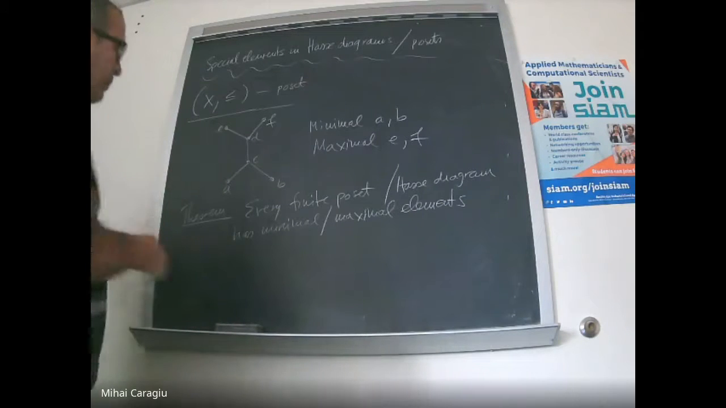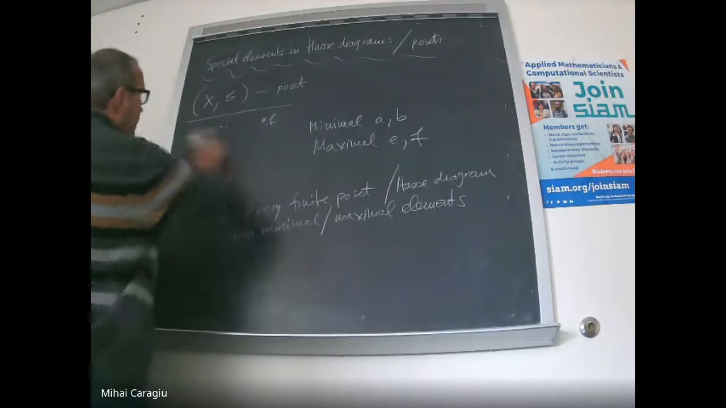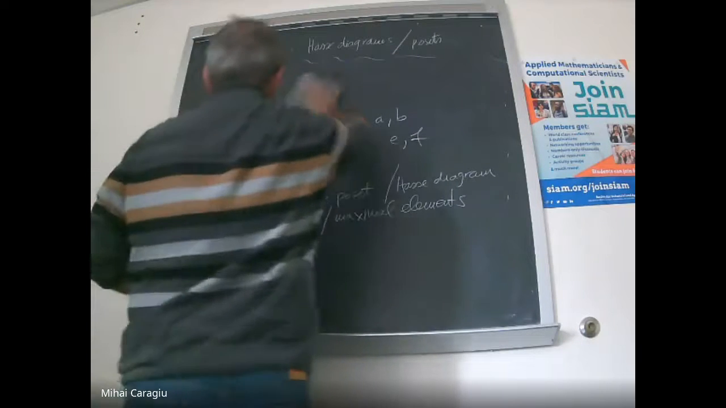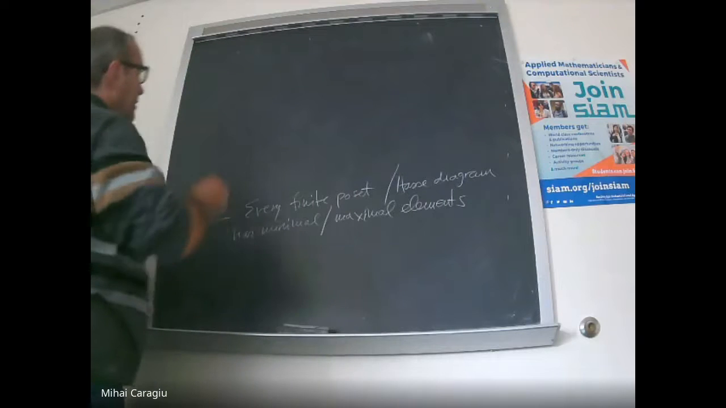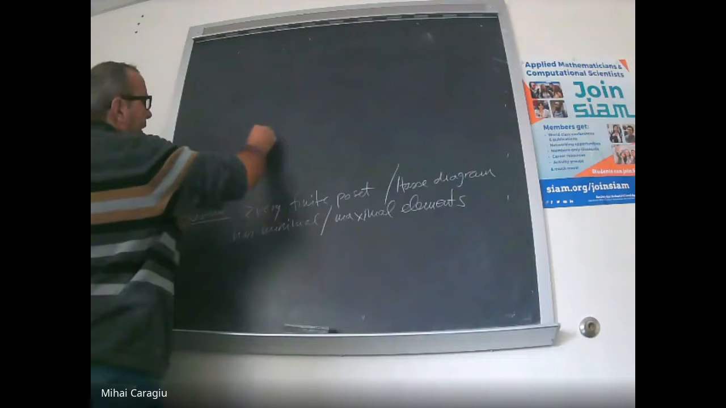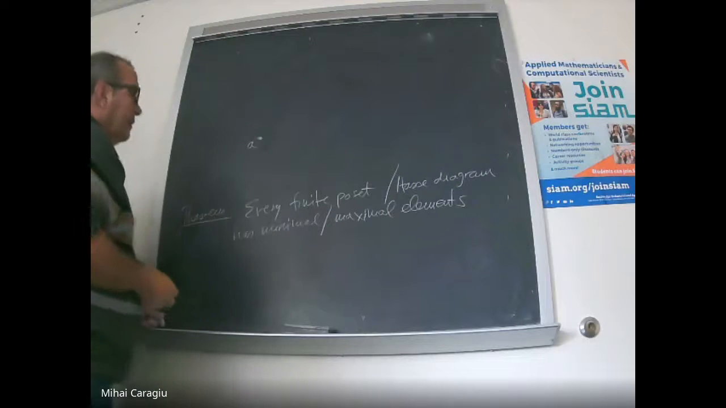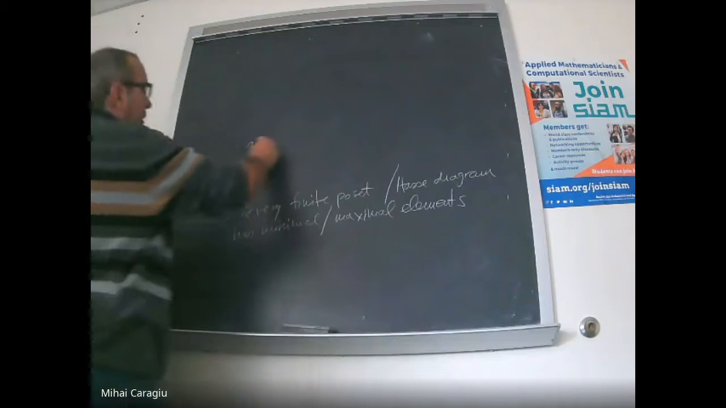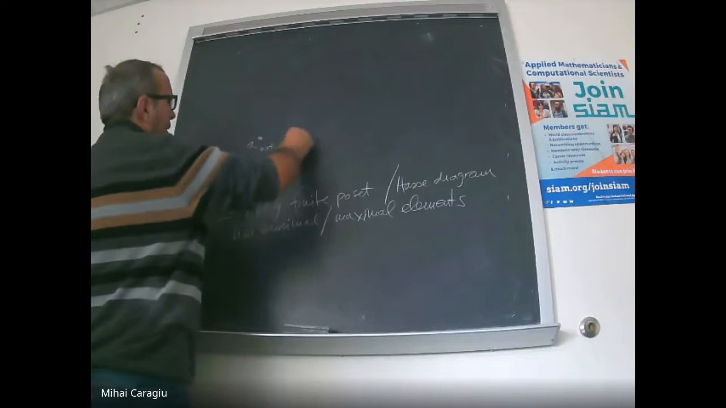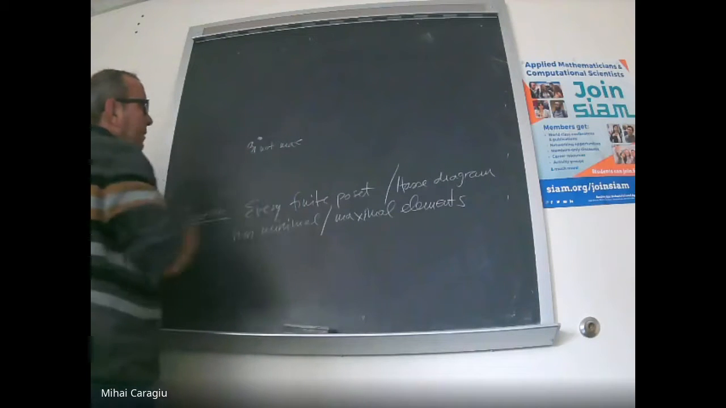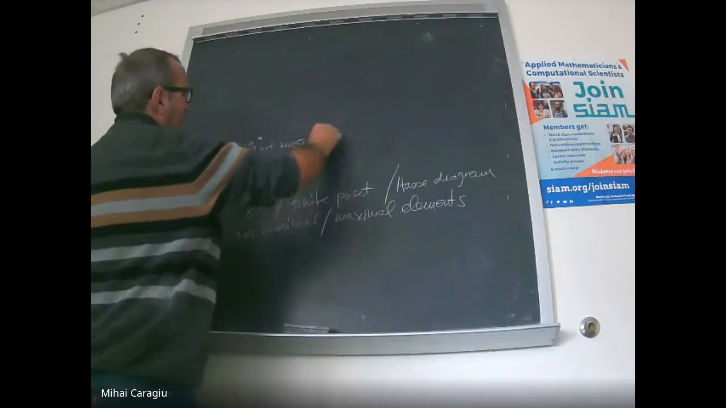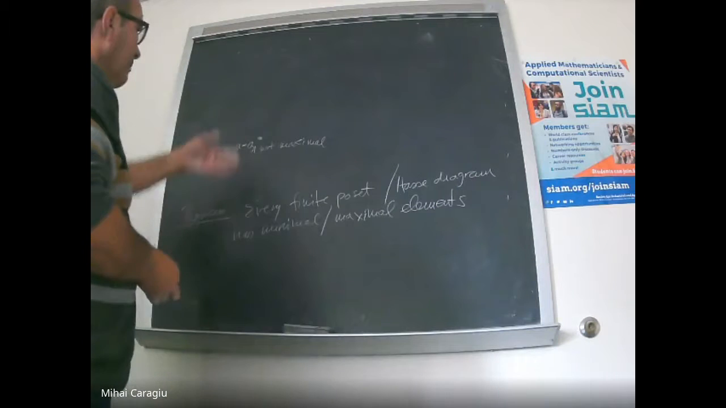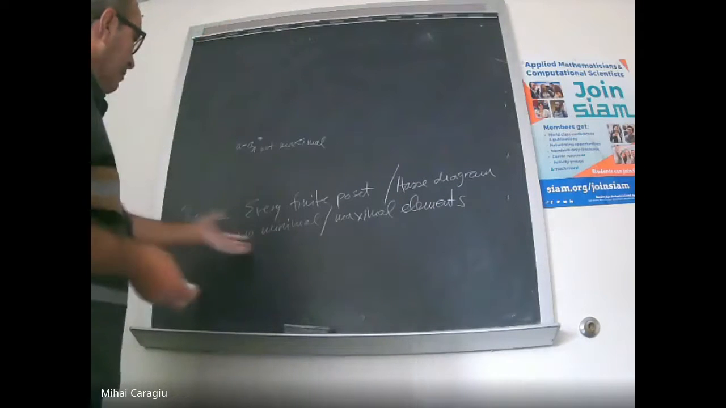Let's do a sketch of the proof. How to prove that a finite poset or Hasse diagram has minimal and maximal elements? Let's prove that it has maximal elements. Let's assume that we have an element A in the set. Let's assume that A is not maximal, and call it A1. If it is maximal, we are done, so the theorem is proved.